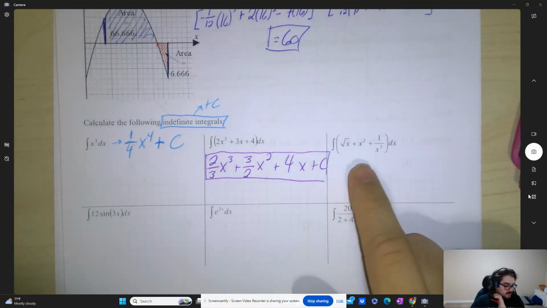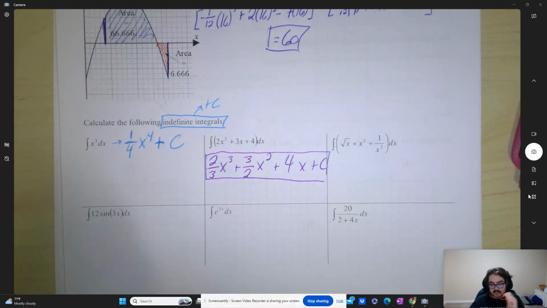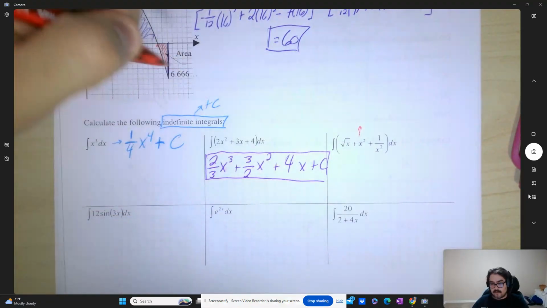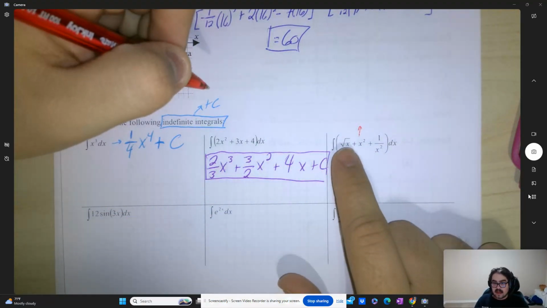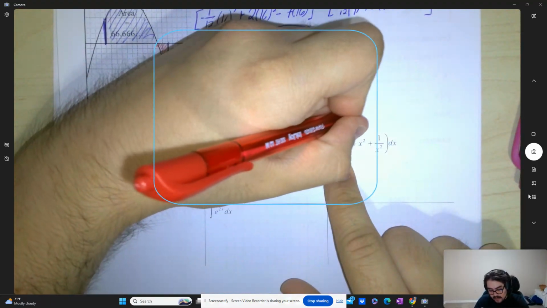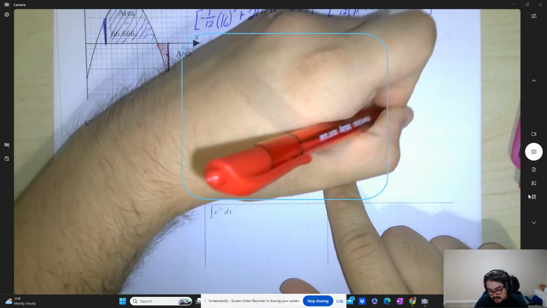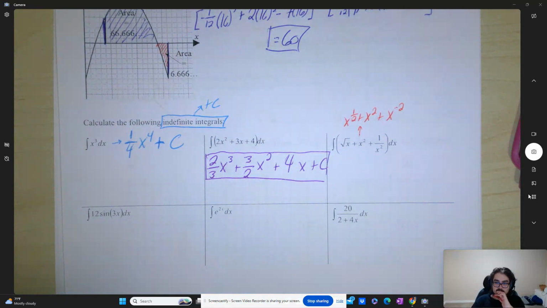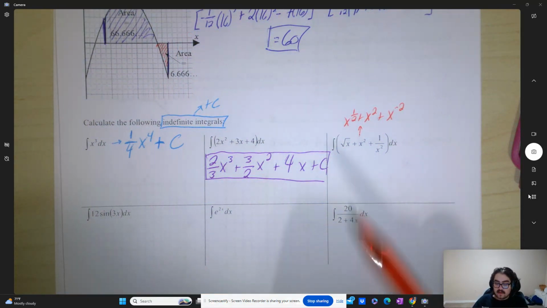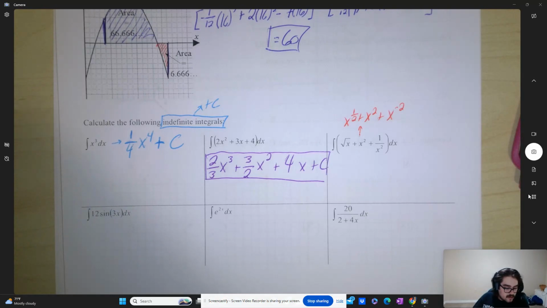This last problem, this third one right here, is weird because you need to write this in a form that makes best sense for you. I'm going to do x to the 1/2 plus x squared plus x to the negative 2. That makes sense to me. I'm fine with that. Now I can take the integral of that really, really easily.